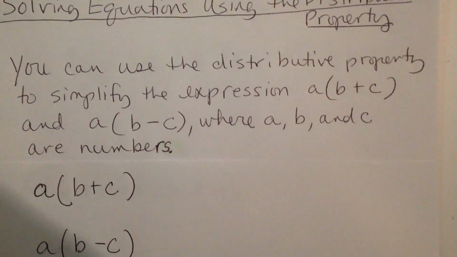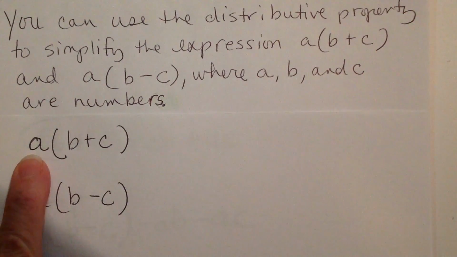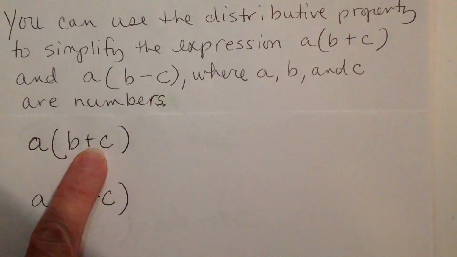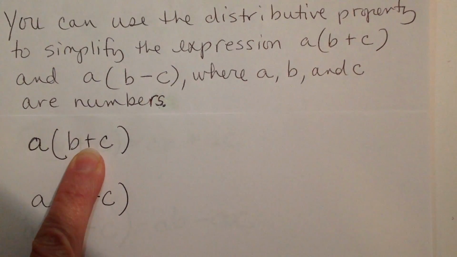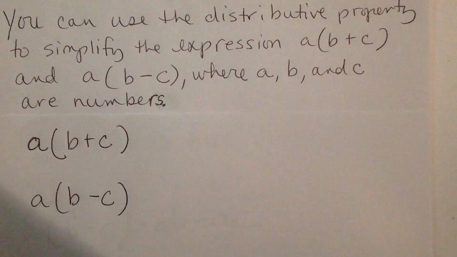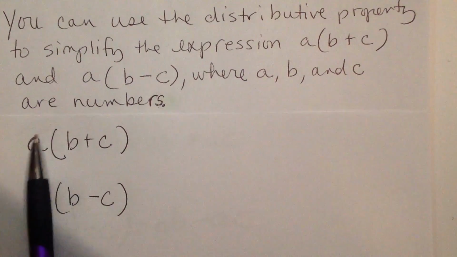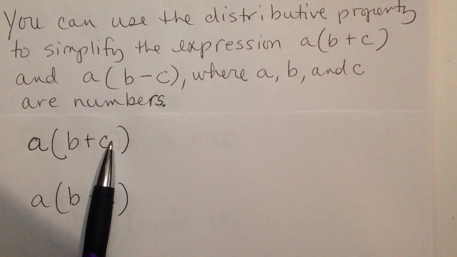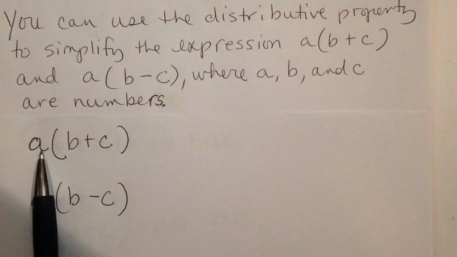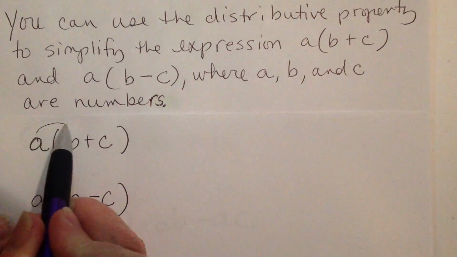So the first thing I'm going to do is show you how to distribute and what distributing looks like. Anytime that you have a number out in front of a parentheses, and you will have at least two or more terms inside the parentheses, you will distribute. To distribute means to multiply the term on the outside of the parentheses times each term on the inside of the parentheses. So our first step in this first problem is to multiply A times B.